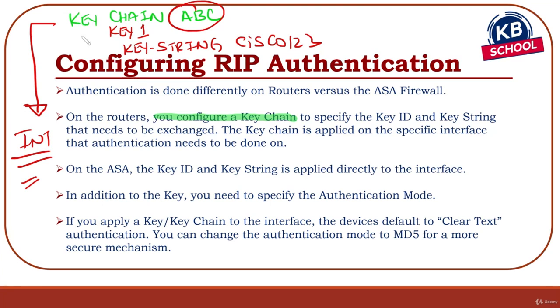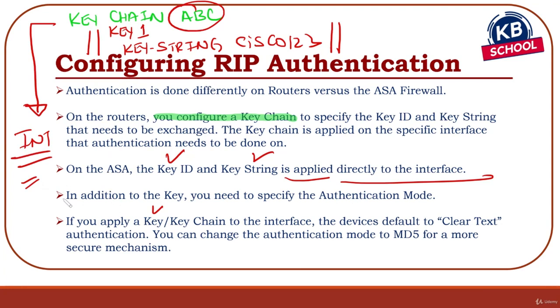All right. In terms of the ASA firewall, you don't have a keychain concept. So the two components that are exchanged between the two devices are the key ID and the key string. These two components, rather than creating a keychain and applying it, you apply those two components, which is the key and the key ID, directly to the interface. So in the ASA, the key ID and the key string is applied directly to the interface rather than creating a keychain and applying it to the interface.